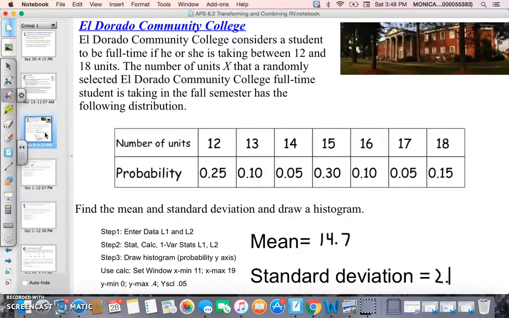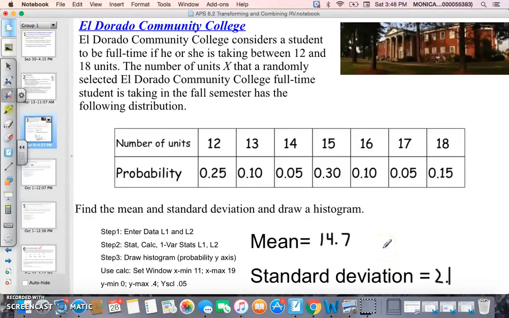So we've got this community college, El Dorado Community College, that considers you to be a full-time student if you're taking 12 to 18 units. In this case, it would be credits. The total number of units X that a randomly selected El Dorado Community College full-time student is taking in the fall semester has the following distribution. So the probability of somebody taking 12 units or 12 credits is 0.25, 1/4. The probability that a student will take 15 credits is a little higher at 0.30. So we want to find the mean and standard deviation and draw a histogram of this data. Well, as you can see, I calculated it already.